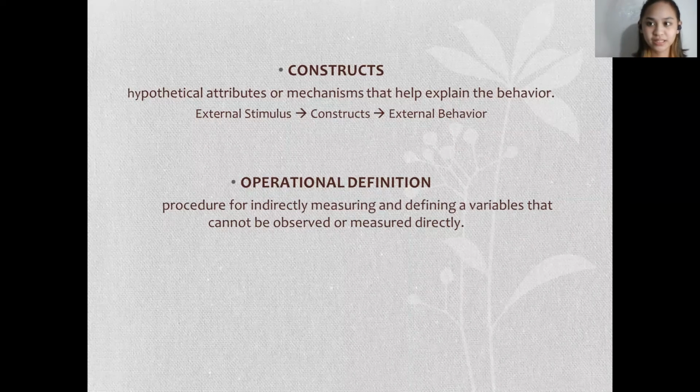Since the construct is not directly measured, then kailangan natin ng method para i-measure and i-define yung construct. Diyan na pumapasok yung operational definition. It is the procedure for indirectly measuring and defining variables that cannot be observed or measured directly. There are three steps para ma-measure natin ang isang variable using the operational definition.